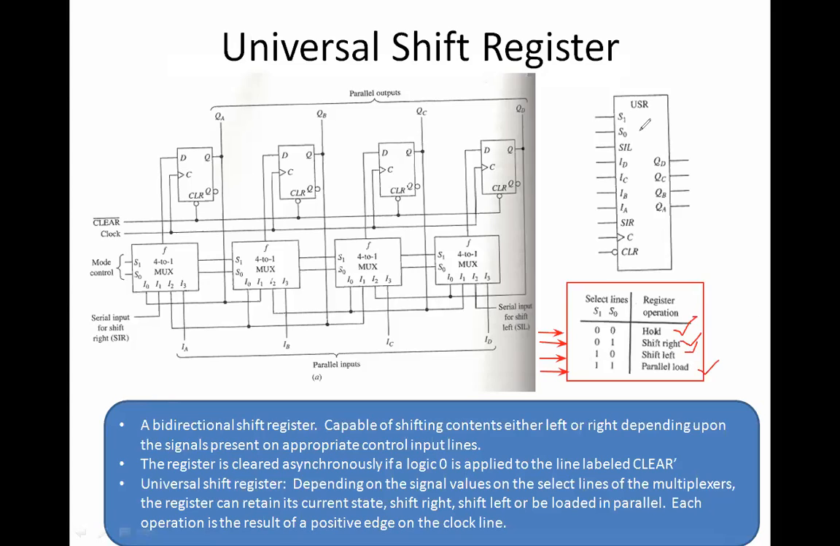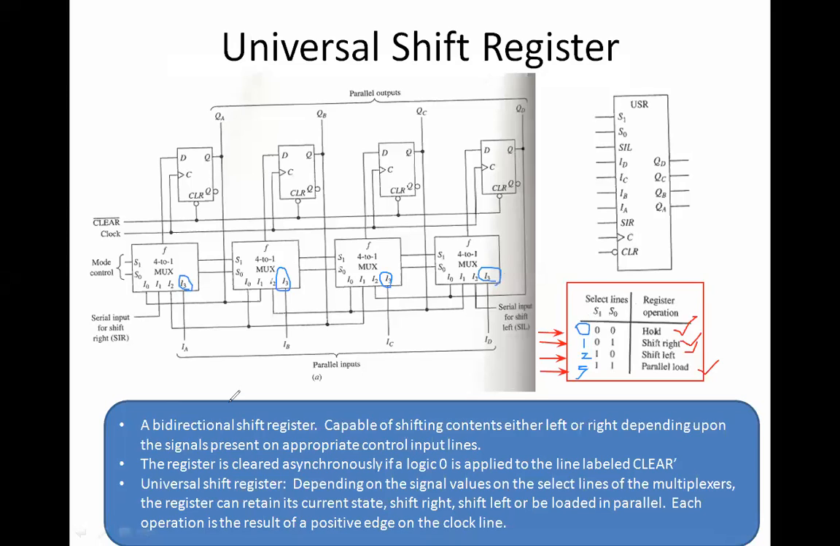Now let us see how exactly this shift register functions. I want all of you to concentrate. Let's say we are using 1 1 as our select lines, which means parallel load. 1 1 refers to 3, so this is 0, 1, 2, 3. Which means I3 gets selected, and whatever is at I3 comes across the output.